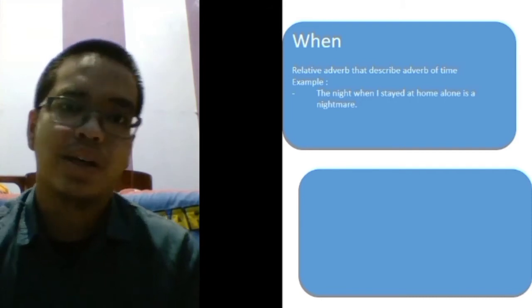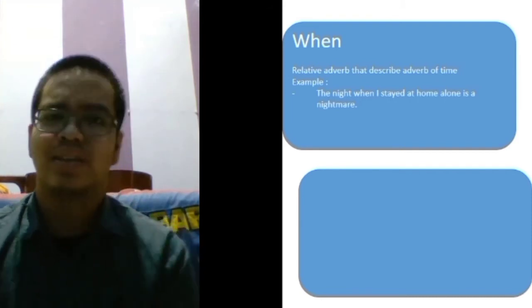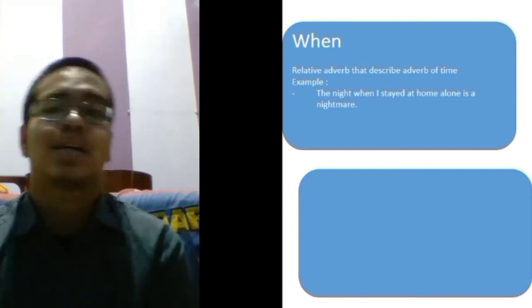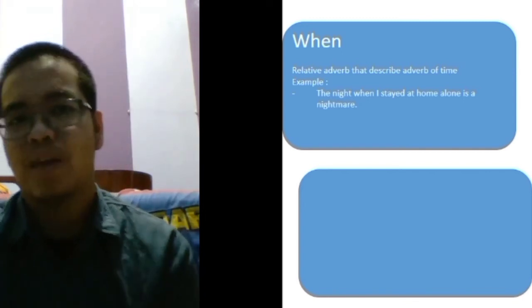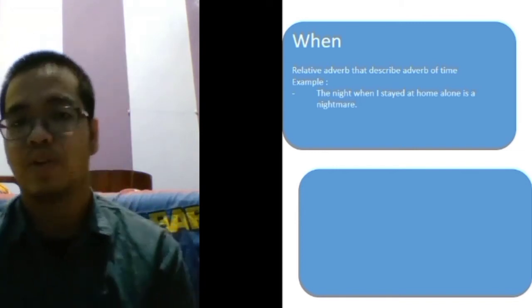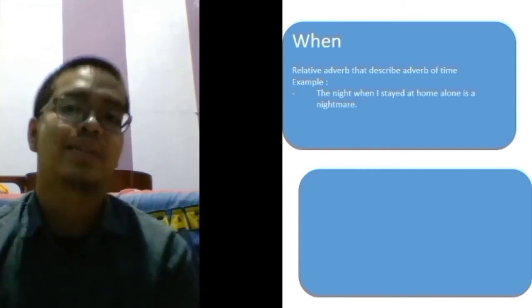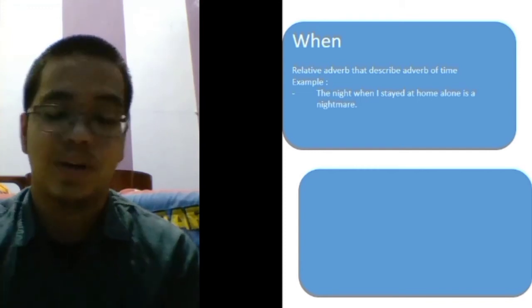Why is it called an adjective clause? Because the night is not a complete sentence. I mean, it is not complete in terms of meaning. If we take the identifying adjective clause out, we cannot know which night it is. So that is the first example.